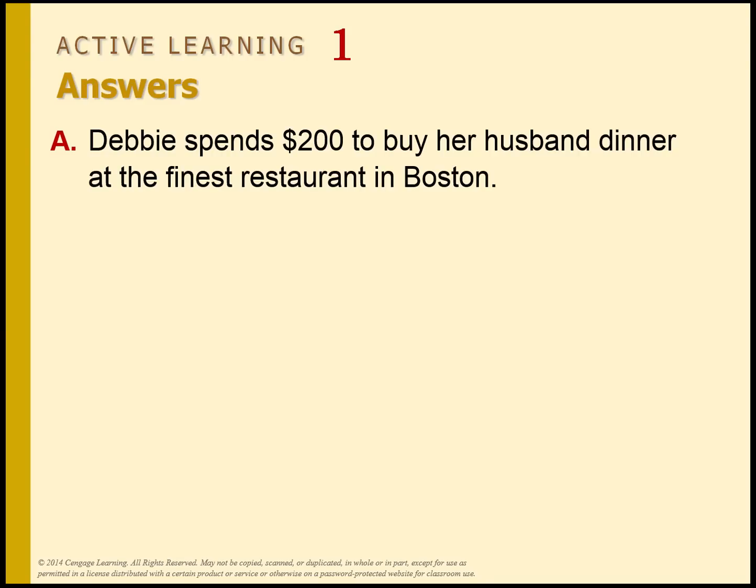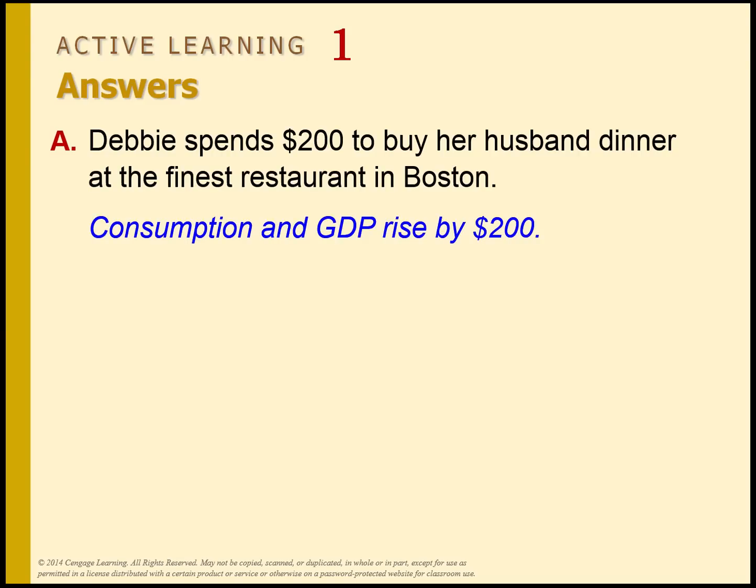All right. So, in case A, Debbie's spending $200 to buy her husband dinner. Consumption goes up, right? The C goes up by $200. Therefore, that's going to make Y, or GDP, go up by $200.